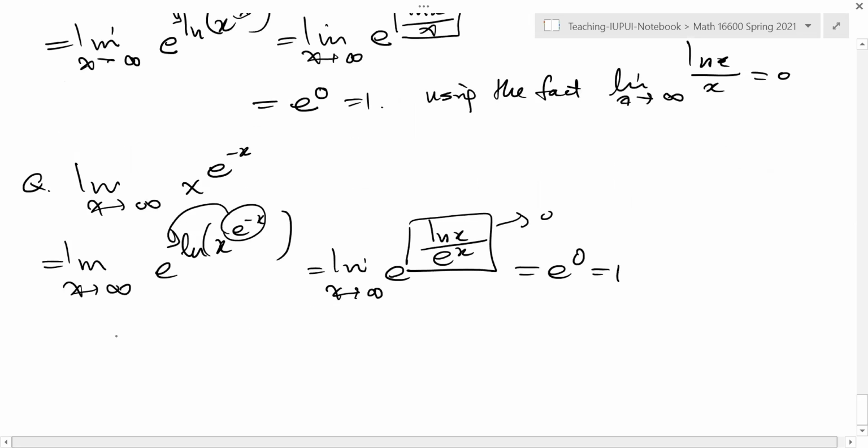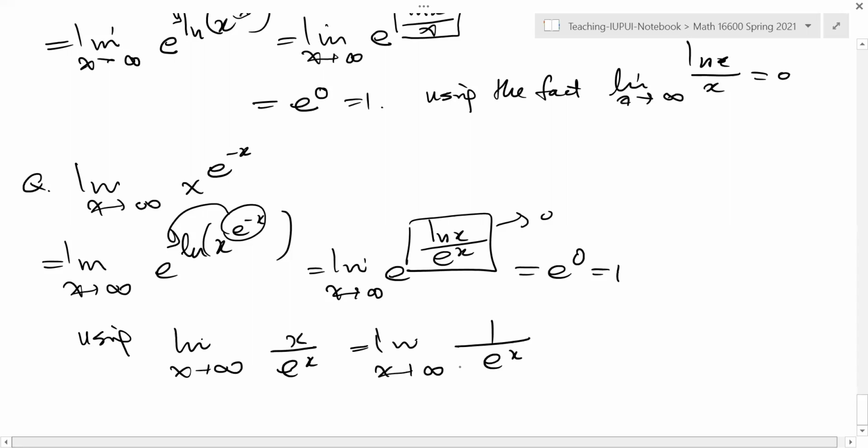Now using the fact, okay, using this fact, the limit is going to be 0. Why? You can apply L'Hopital's rule again to this. So it's 1 over e to the x, right, by L'Hopital's rule. And that's clearly 0, right? All right.